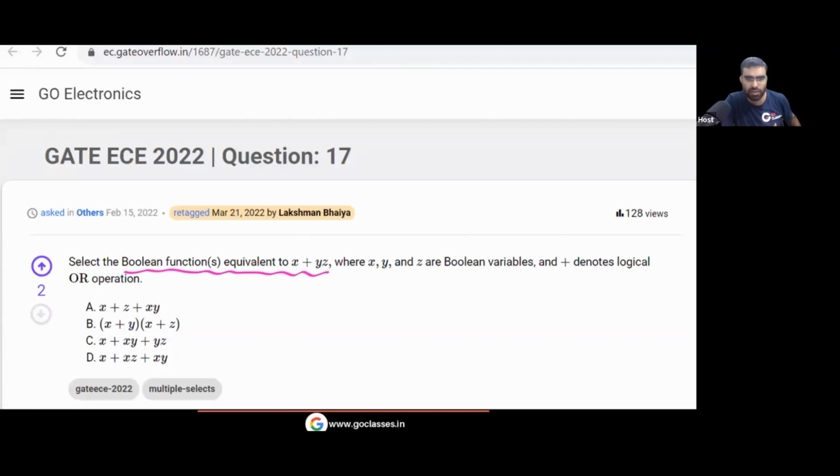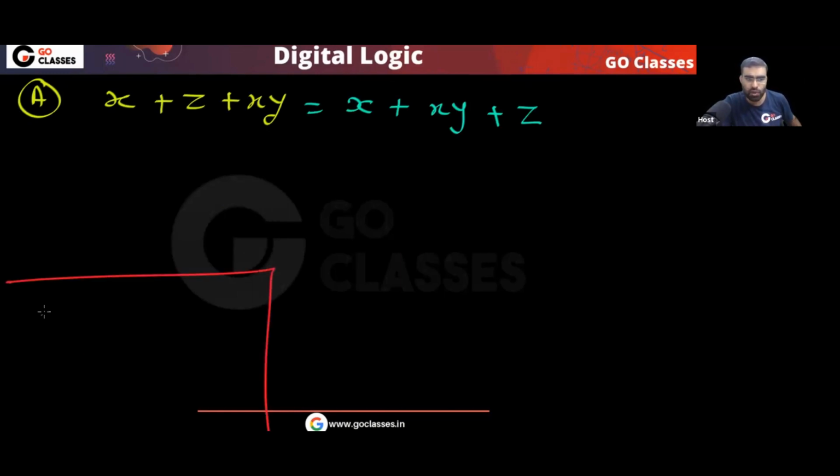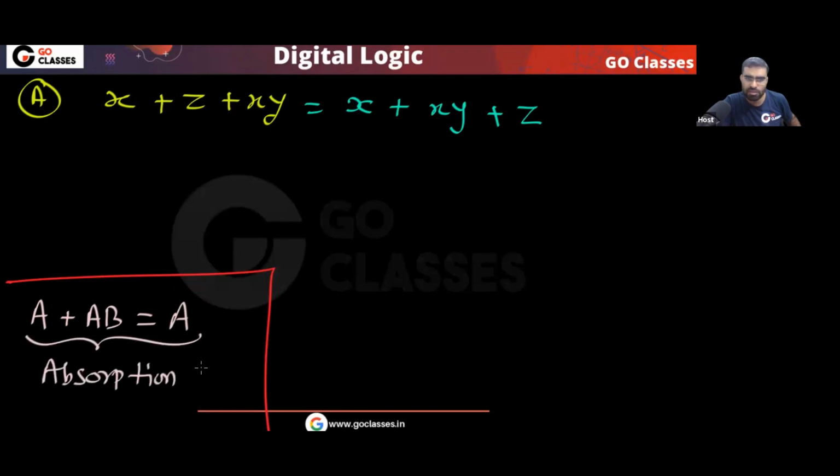Option A is saying x + z + xy. Now you know that we can write this expression as x + xy + z. Now, what is this x + xy? We already know that A + AB is the same as A. This is called the absorption law. So this x + xy we can simply write as x. This will become x + z.